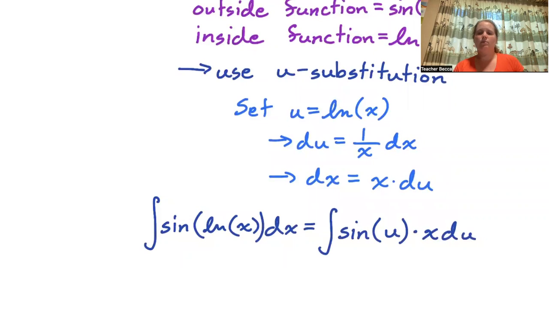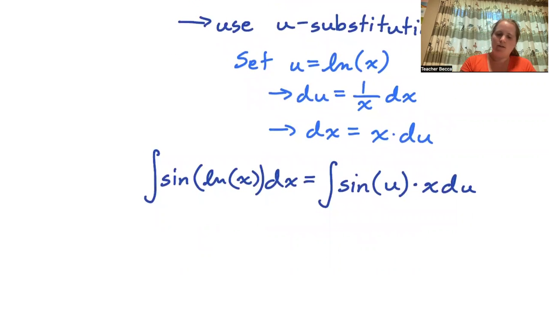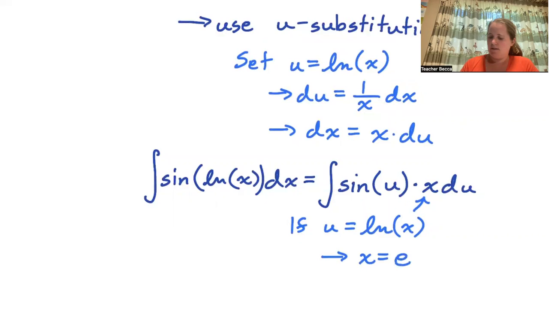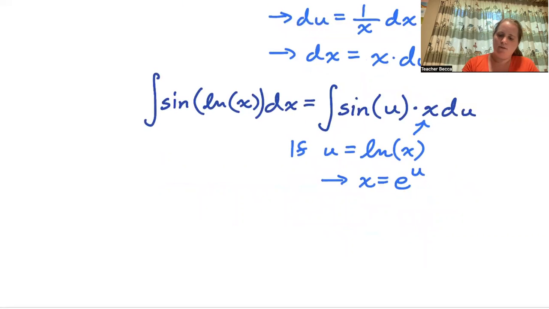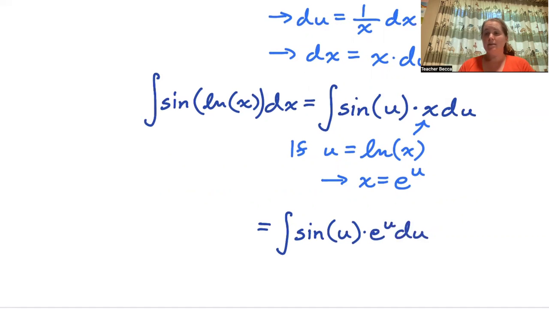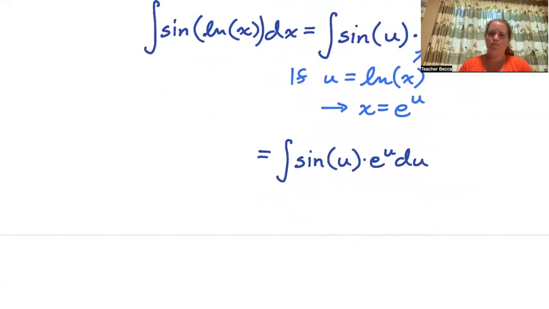But we are still not rid of the x's here. So at this point, note that if u equals the natural log of x, then we have that x is e to the u. And so this becomes our integral is the integral of sine of u times e to the u du. At this point, we can run integration by parts.